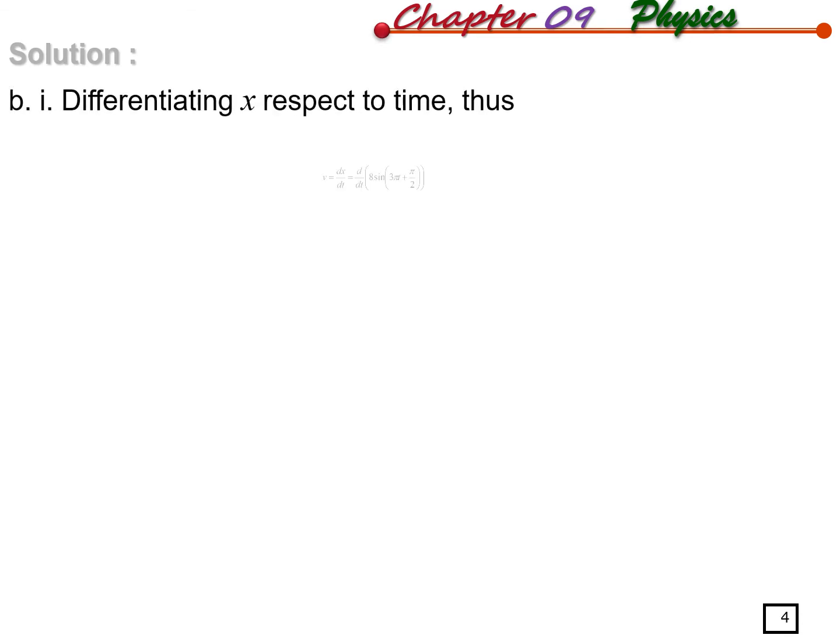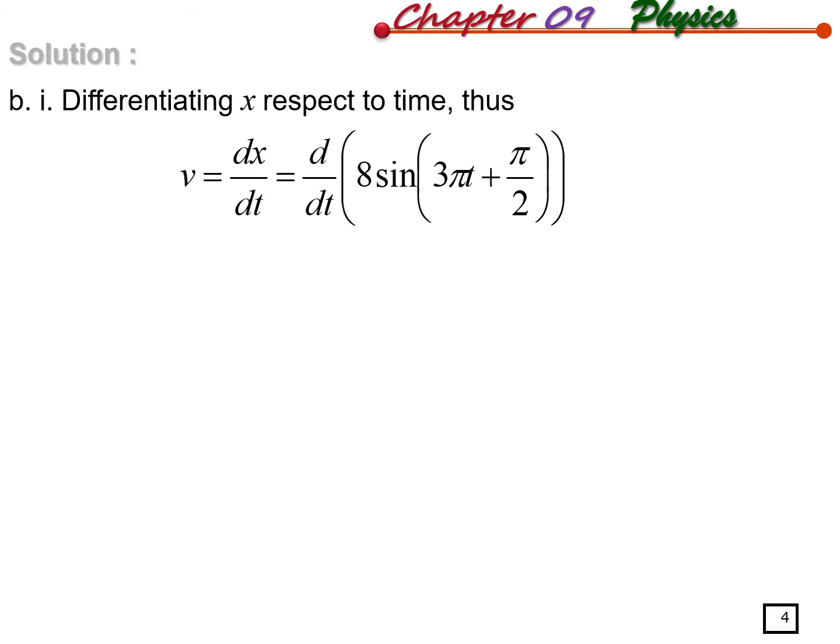For question B, in order to obtain velocity, we have to differentiate equation x with t, so that means dx over dt. Once we differentiate, we will end up with A omega. Previously A is given as 8, so 8 times omega, where omega is equivalent to 3 pi. The function of sine will become the function of cos, and then in the bracket the value will remain omega t plus phi, which is the phase constant.